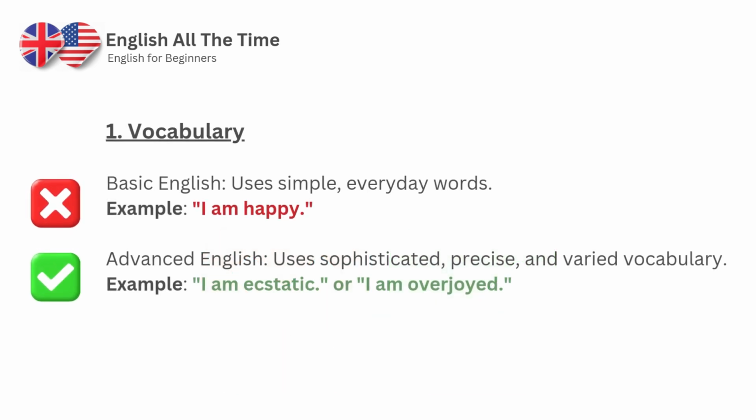1. Vocabulary. Basic English uses simple, everyday words. Example: I am happy. Advanced English uses sophisticated, precise, and varied vocabulary. Example: I am ecstatic, or I am overjoyed.